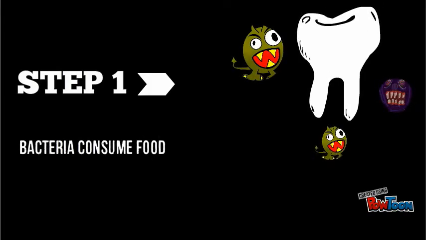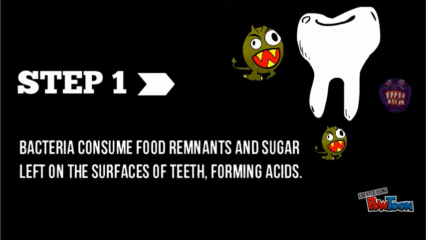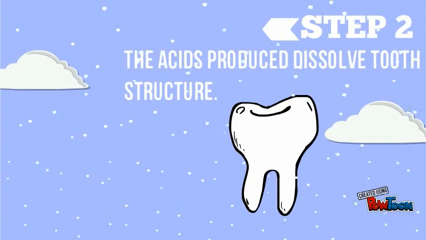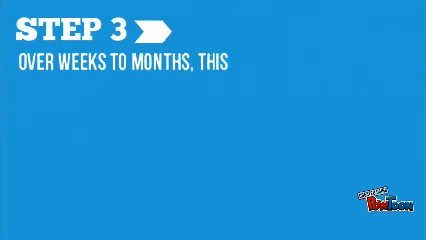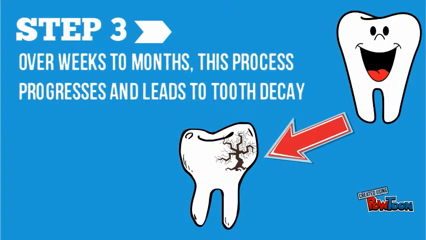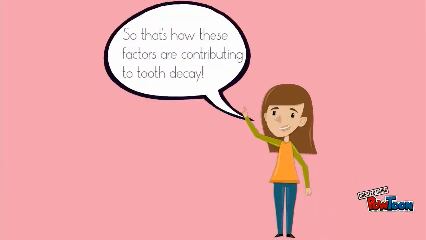Step 1. Bacteria consume sugar on teeth and form acids. These acids dissolve tooth structure. Over time, progression leads to tooth decay. So that's how these factors are contributing to tooth decay.